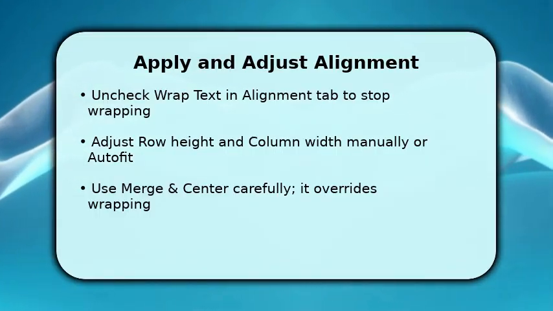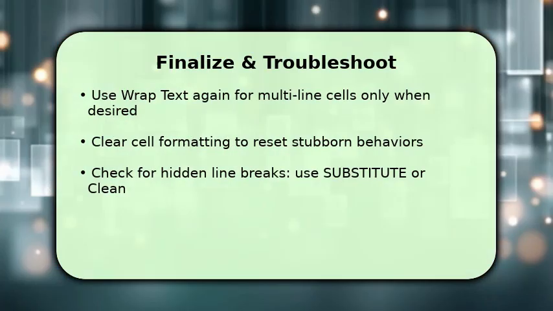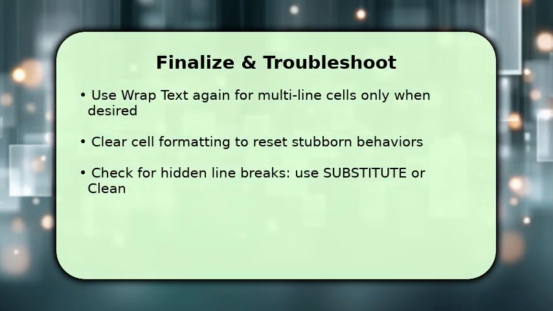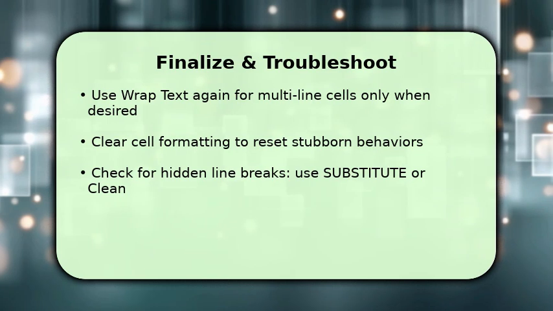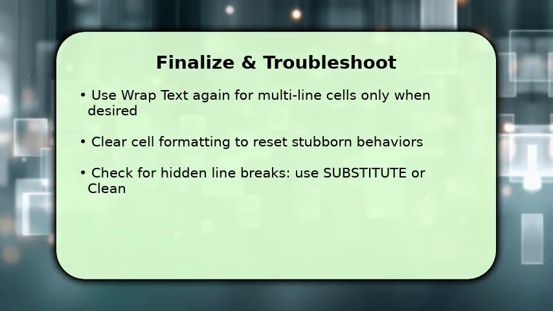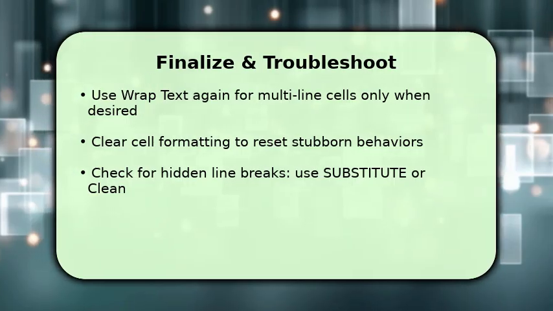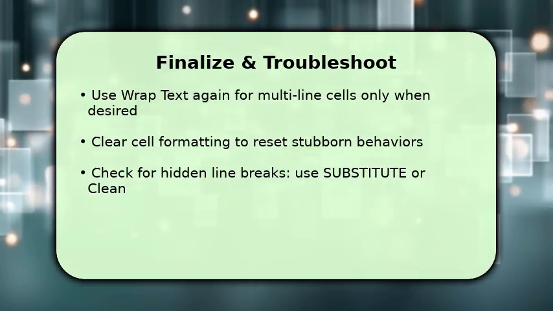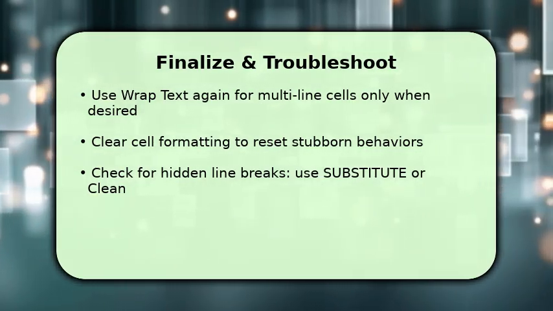To finish, review the sheet and ensure no cells still show wrapping. Toggle Wrap Text back on individually only for cells that require multiple lines. If some cells still wrap, clear formatting with Home, right arrow, Clear Formats to remove conflicting styles, then reapply alignment.